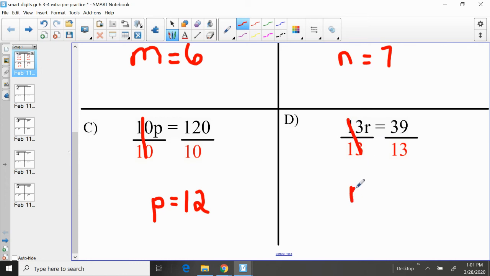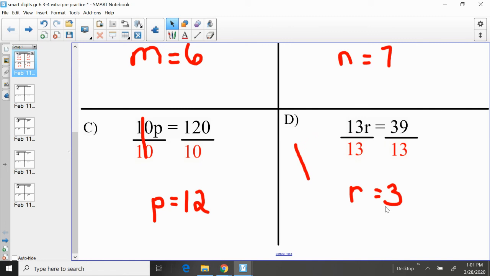So r equals, what's 39 divided by 13? Did you say 3? You are correct. So r equals 3. And again, if I want to prove it to myself, 13 times 3, does that equal 39? Yes, it does. 13 times 3 equals 39. So you can keep going back to this screencast to help you figure it out.